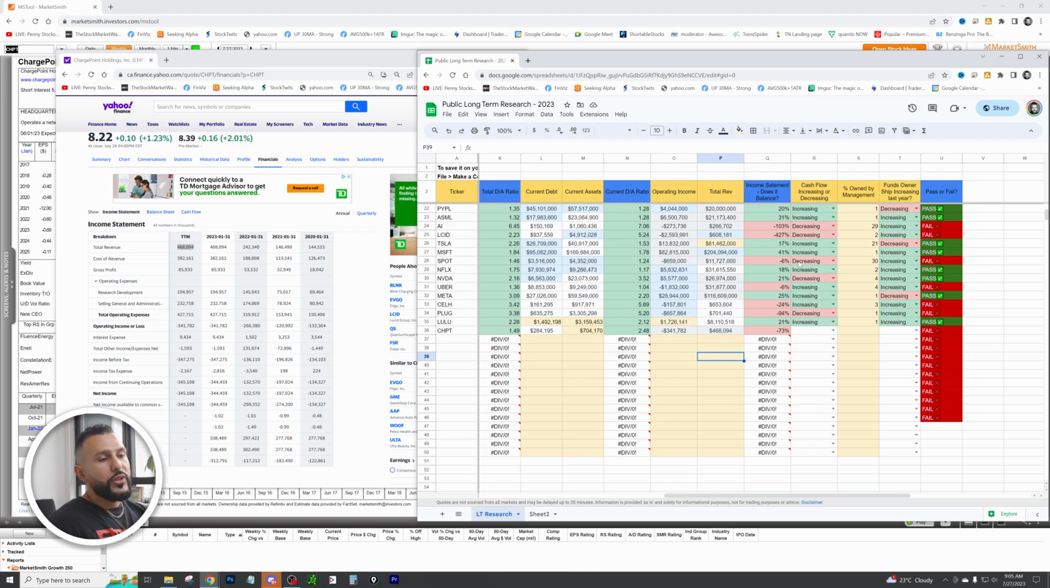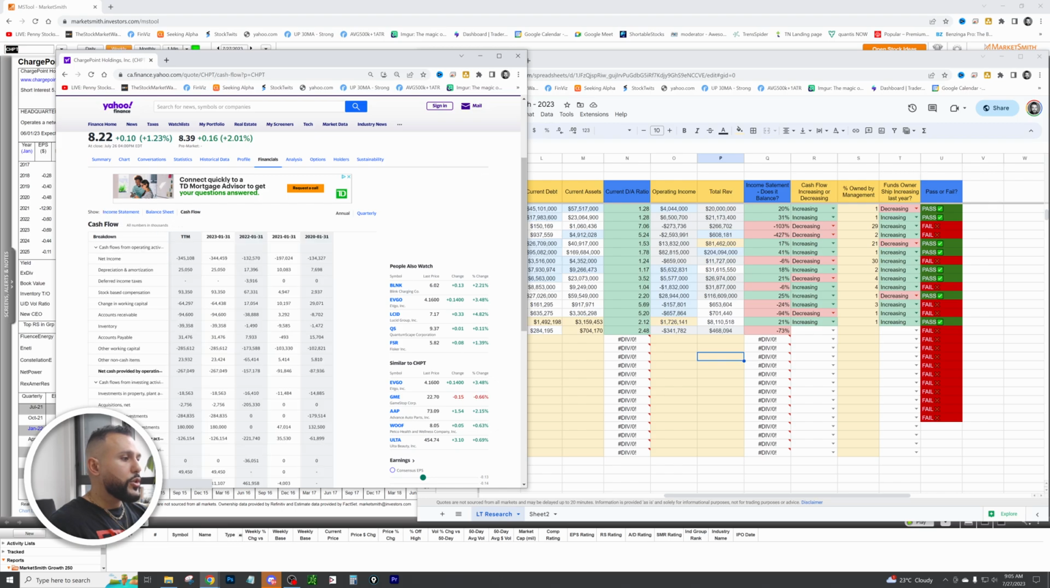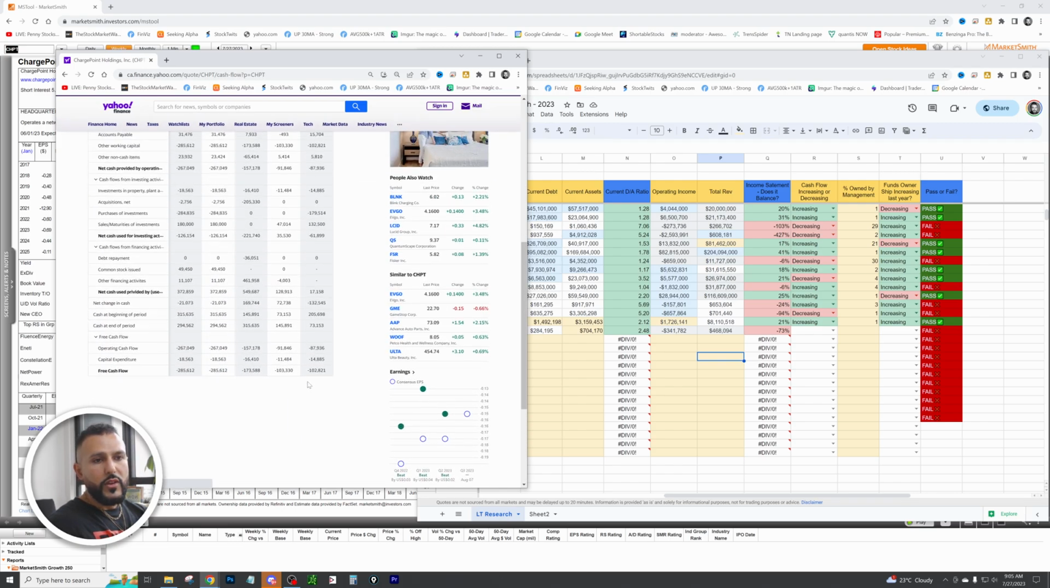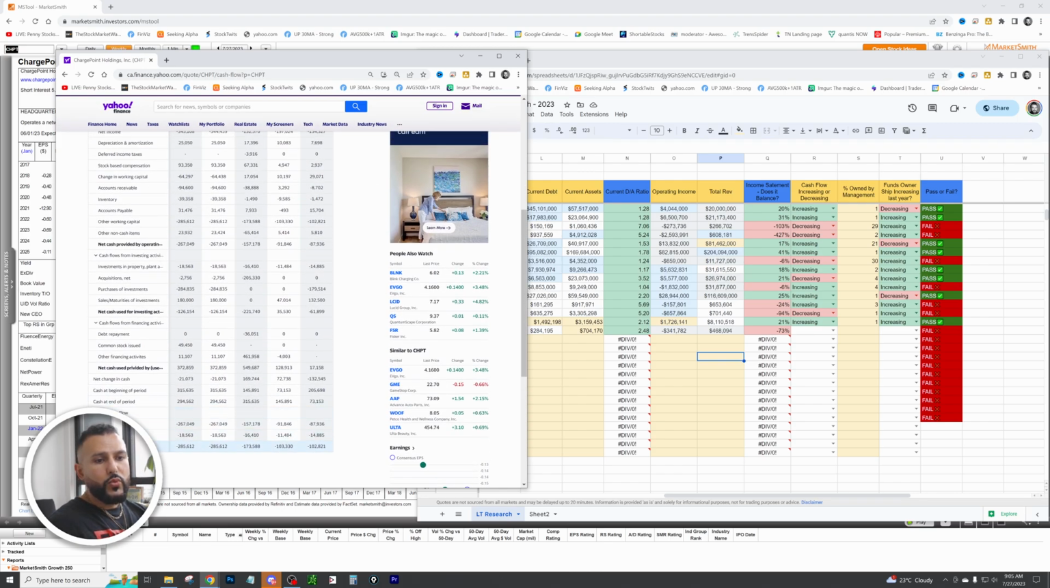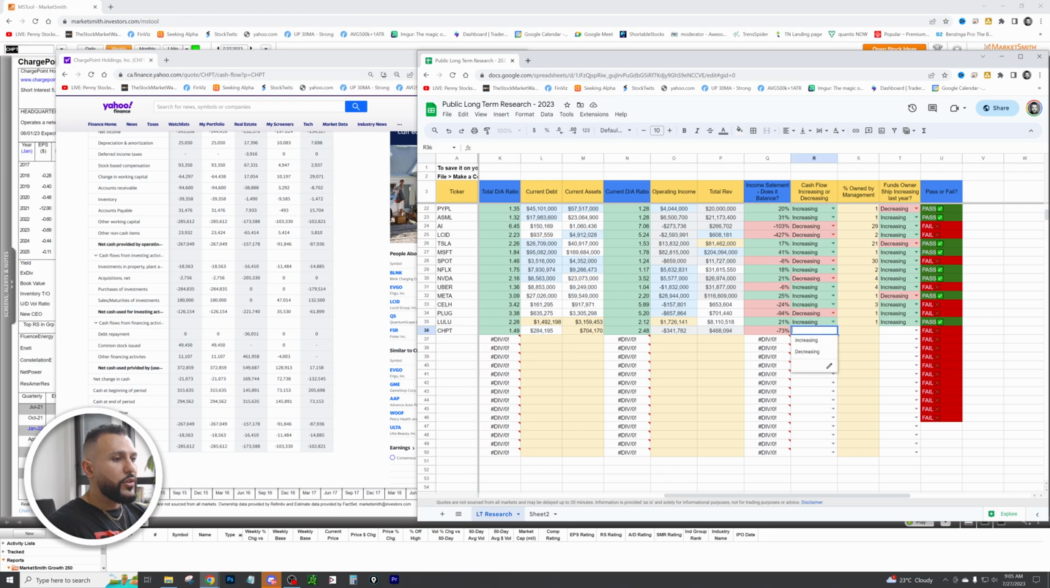Okay, so with that said, let's go ahead and look at the cash flow. We're going to go here to the cash flow, and let's take a look. So minus 102, minus 103, minus 173, minus 285. Okay, so unfortunately, this is also decreasing.